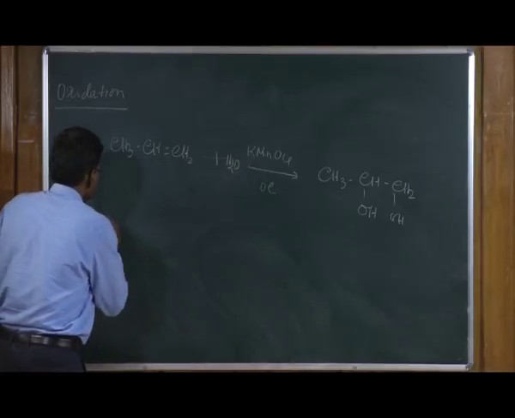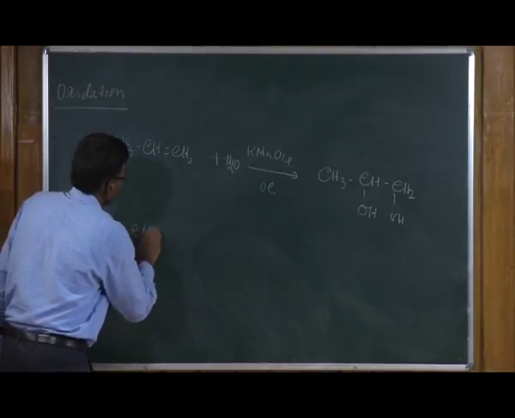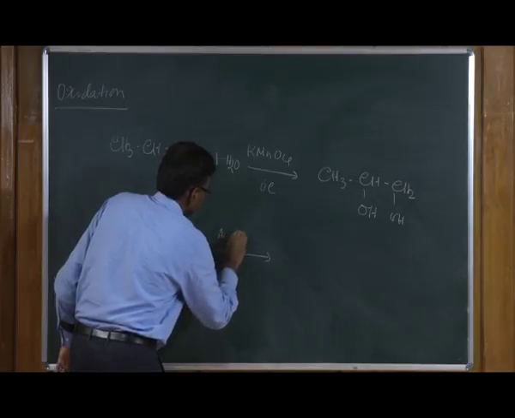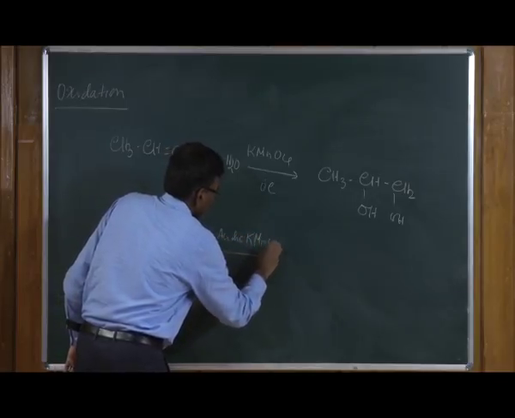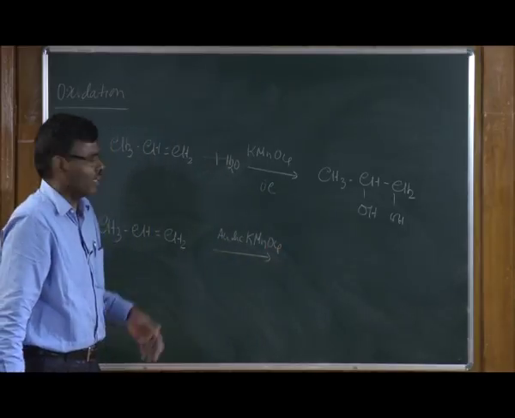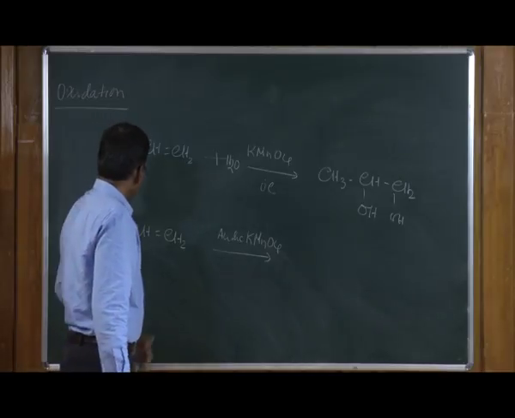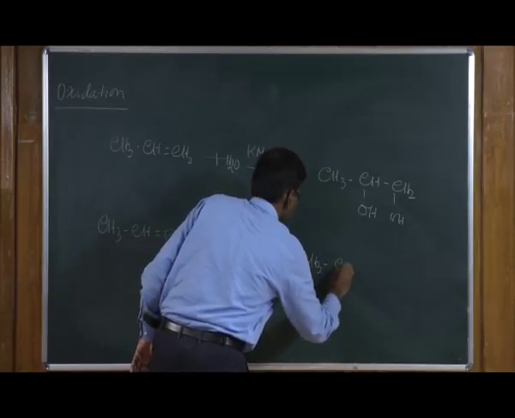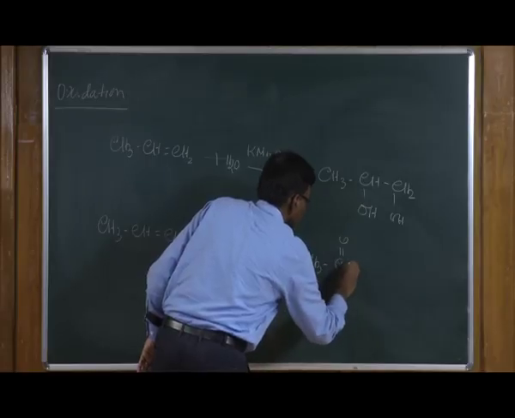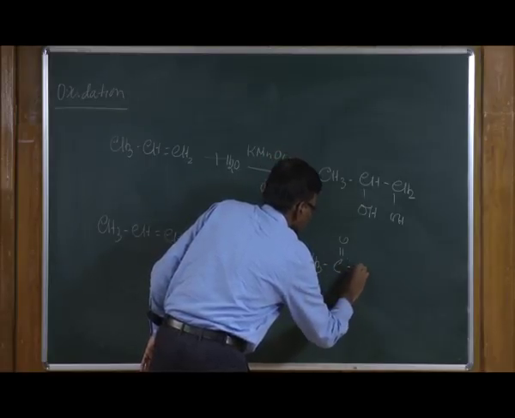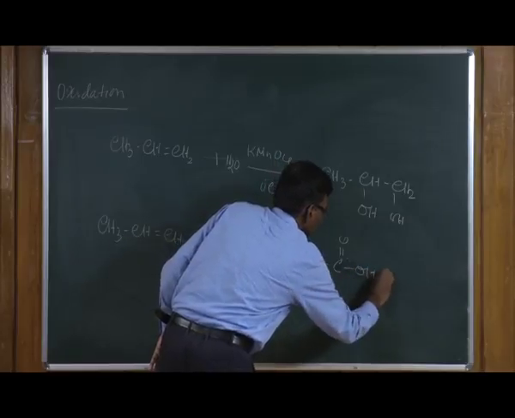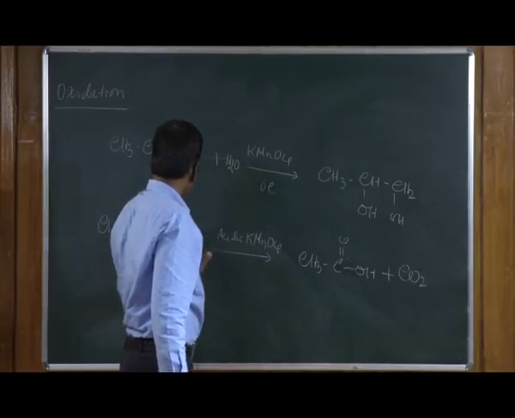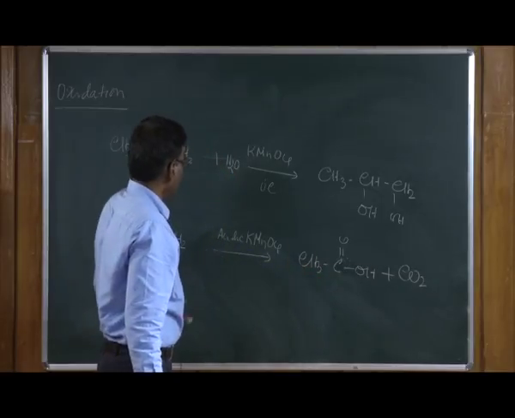On the other hand, if you oxidize the alkene using acidic KMnO4 or potassium dichromate under heating conditions, this alkene can be further oxidized into carboxylic acid. It depends on the substrate. In this case, it will be oxidized to acetic acid and carbon dioxide, and it depends upon the reaction conditions.